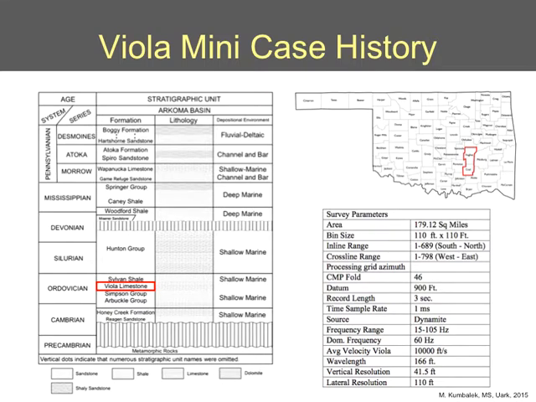Just a little mini case history here from Oklahoma. This is a student's work. Michael Kumbalik is just finishing up this semester. Over here is the stratigraphic column, and we see the Viola limestone, which is Ordovician in age. We've got a survey down in this area. Here are the details on the survey. It's a pretty large survey, 180 square mile 3D. This data set was donated by Devon to the University of Arkansas for study.